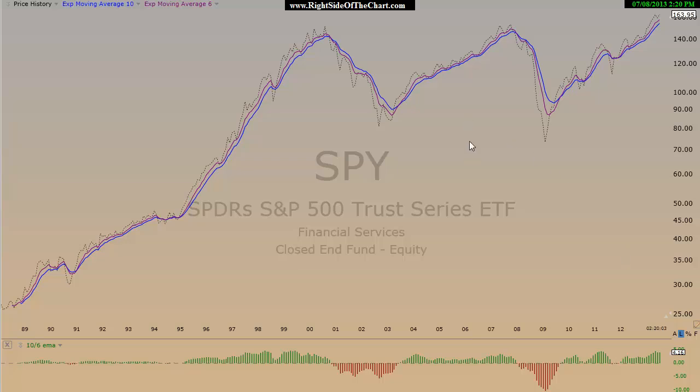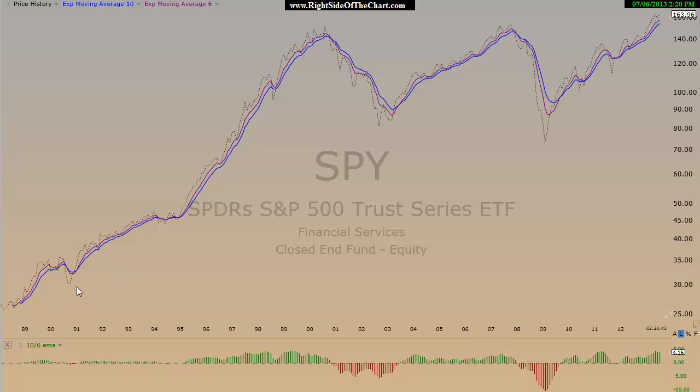Okay, so what we're looking at here is a monthly chart of the SPY, the tracking ETF for the S&P 500. The black dotted line that you see here is the price of the SPY over time. Overlaid on top of that are two moving averages: the 10 period exponential moving average, once again a monthly 10 EMA, and the 6 period moving average, the monthly 6 EMA in purple. So we have the 10 in blue and the 6 in purple, and it's as simple as this.